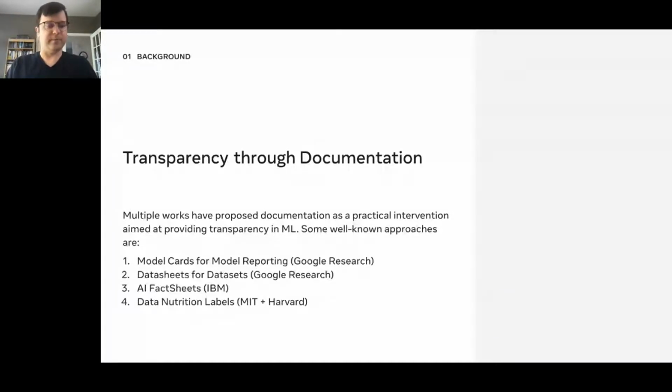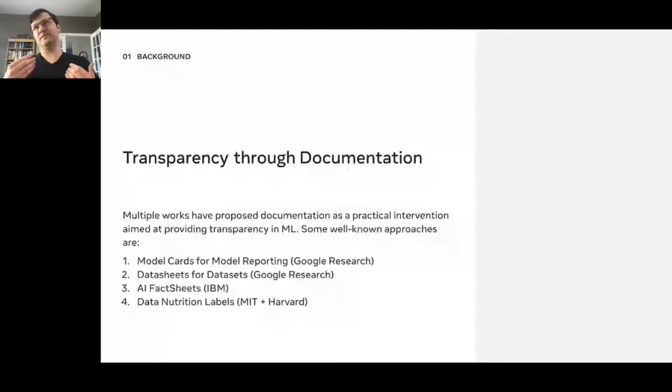I'm sure people are familiar with model cards for model reporting, which came from Google Research, as well as data sheets for data sets. Model cards document how the model behaves after training, and data sheets give you an overview of properties of the data set, like how it was collected, what the label distribution is, etc. IBM has created AI fact sheets, which are very comprehensive documents that are similar to model cards, and very succinct documentation for data sets, data nutrition labels, which has been published by MIT and Harvard. So those are some of the documentation efforts.